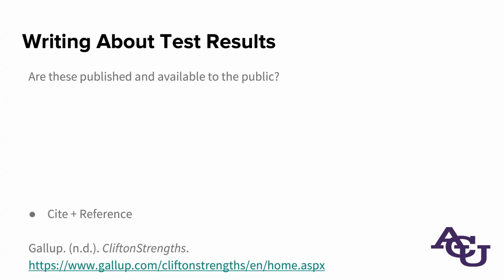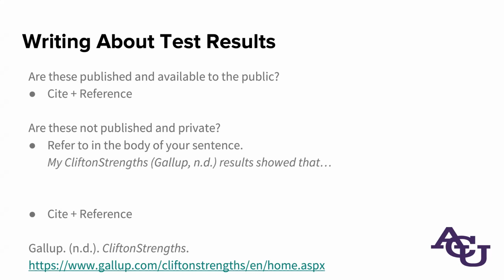So with the other things besides the test that you're going to be potentially citing and referencing, it's helpful to ask some questions like, are these sources of information published and available to the public? And if they are, you're going to want to cite and reference them. If it's not published and is private, you'll refer to it in the body of your sentence, but not include a citation. And this example that I included is in an area where people often get confused.